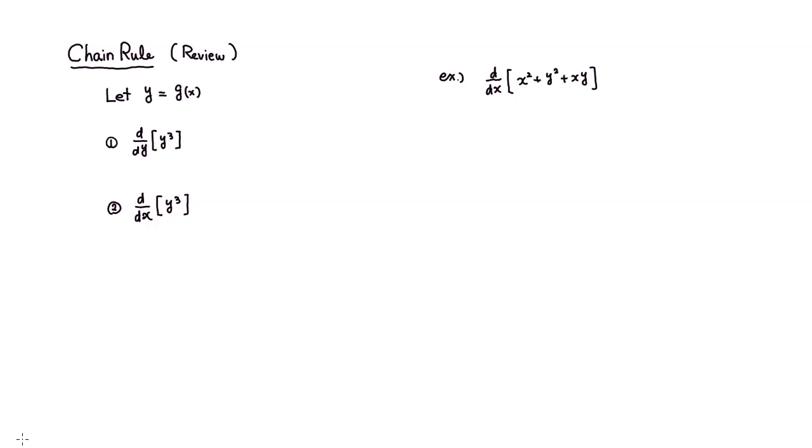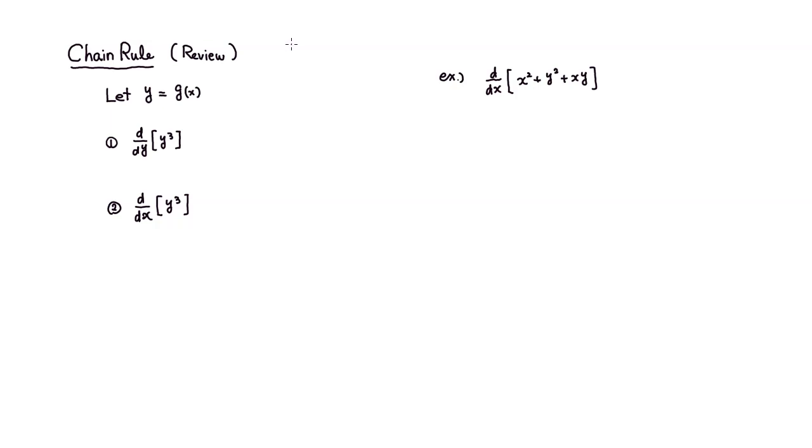All right, let's look at the chain rule again, revisit the chain rule in preparation to talk about implicit differentiation next. All right, so remember the chain rule, right? Maybe I should write that down. Chain rule goes something like this.